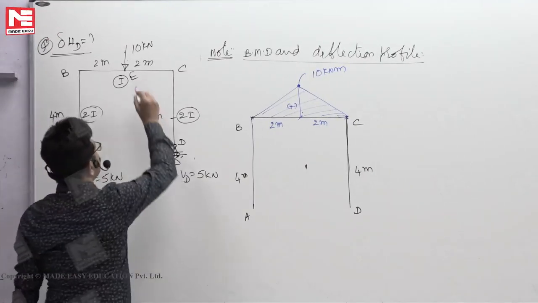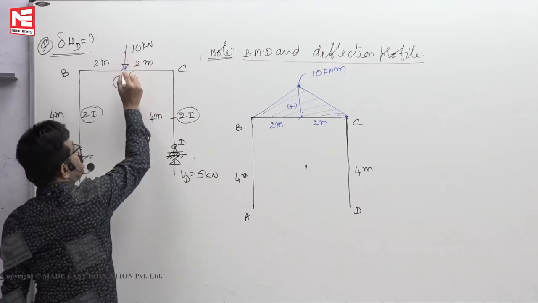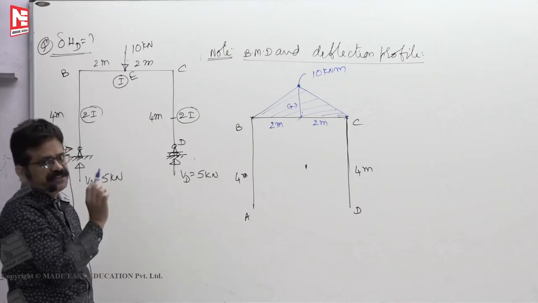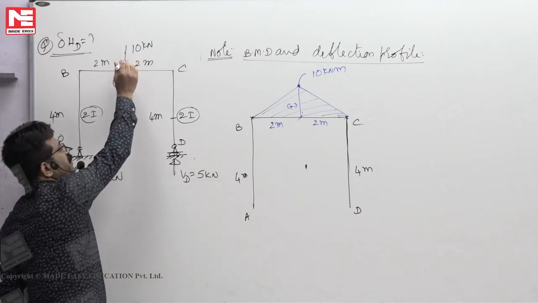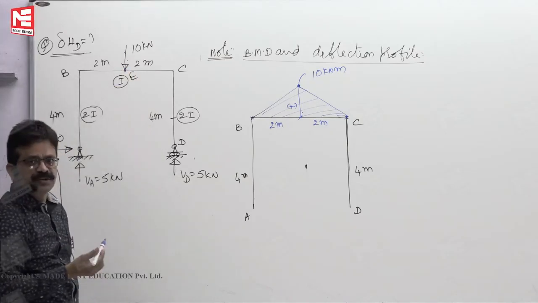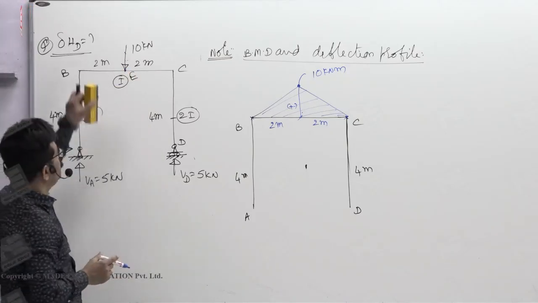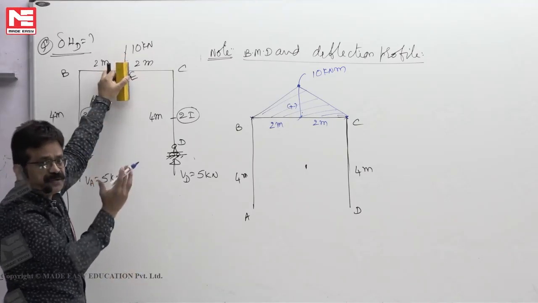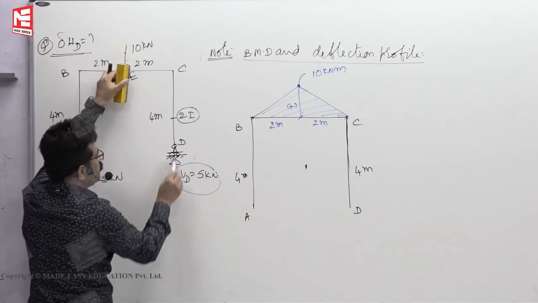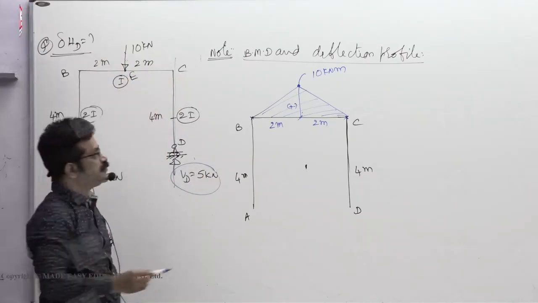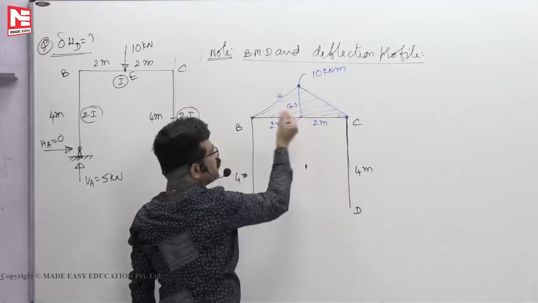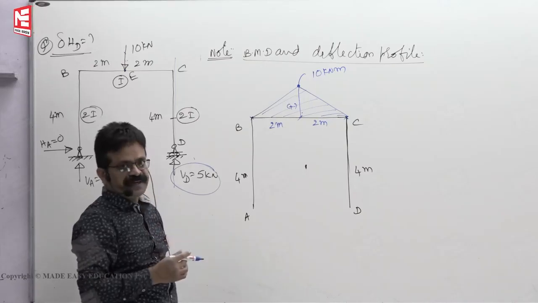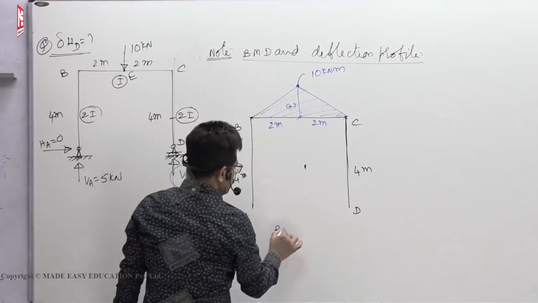It is like this. Due to 10 kilonewton, what's the bending moment at E? 10 into perpendicular distance, how much? 0. That means 10 will not give any bending moment at E. Then who gave 10 kilonewton meter? If you stand at E, the 10 kilonewton load's bending moment is 0 only. Then who gave the bending moment? This 5. 5 into 2. That 10 is because of 5, not because of 10. That clarity must be there when you are drawing the bending moment diagrams. So this is your bending moment diagram.